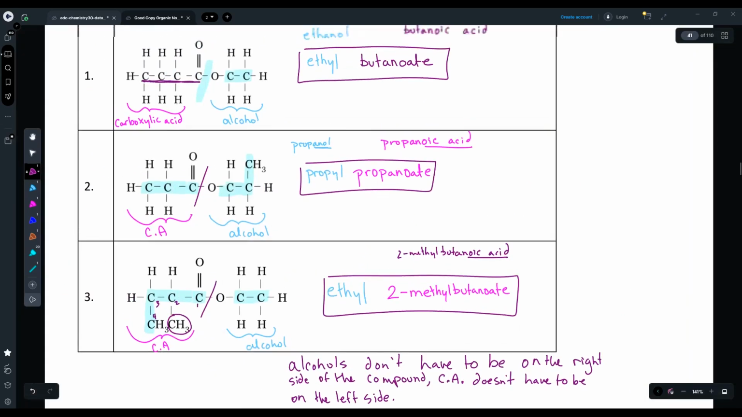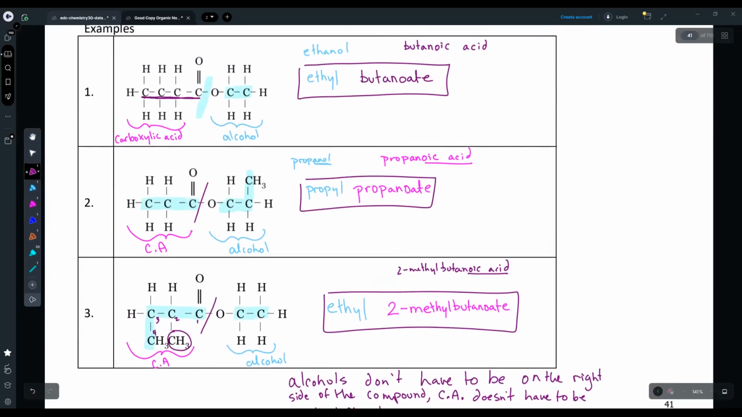Okay. So keep in mind that all of the names that are in the boxes, those are the names of the esters. Okay. The names that I put above, that is just kind of the background work to show you how we can start from the alcohol name and the carboxylic acid name and use that to help us name it as an ester. Okay. So keep in mind, these are the actual names of the esters.